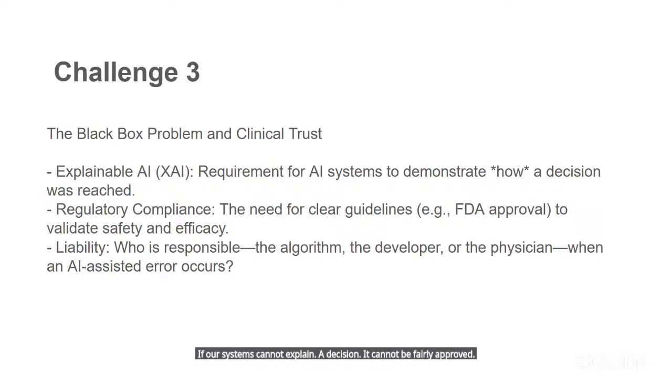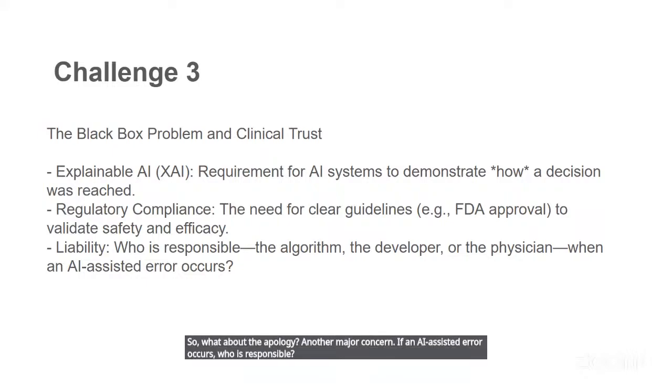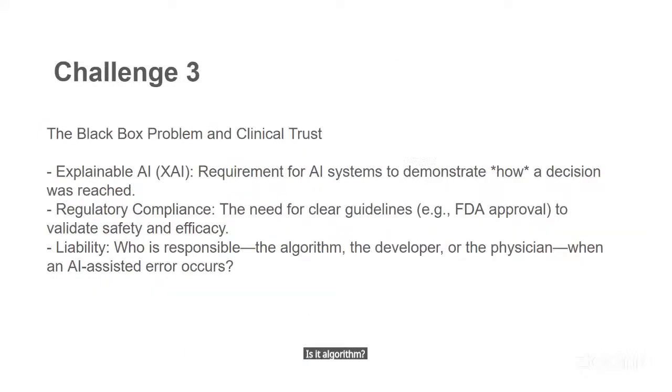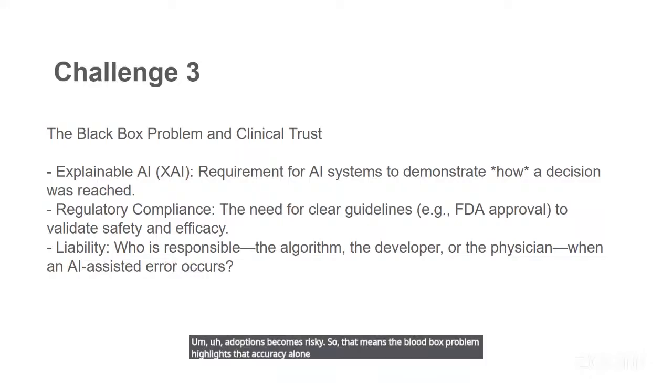So what about liability? Another major concern is liability. If an AI-assisted error occurs, who is responsible? Is it the algorithm, the developer, or the physician who used it? Without clear accountability frameworks, AI adoption becomes risky. So that means the black box problem highlights that accuracy alone is not enough. Trust, transparency, regulation, and accountability are essential for safe AI integration in healthcare.